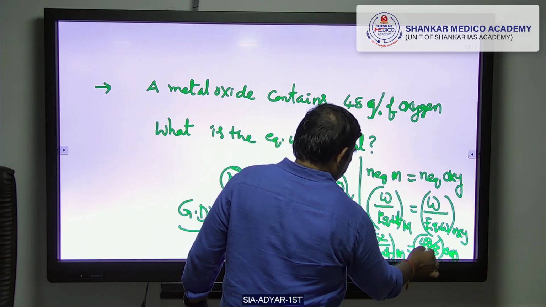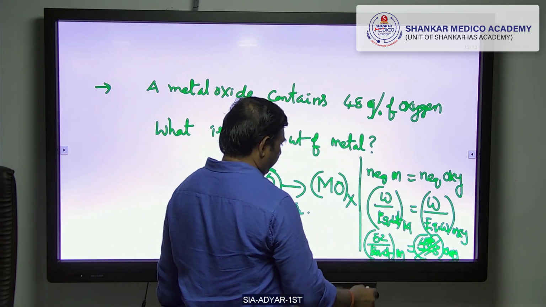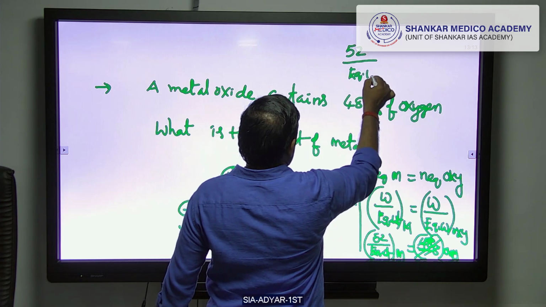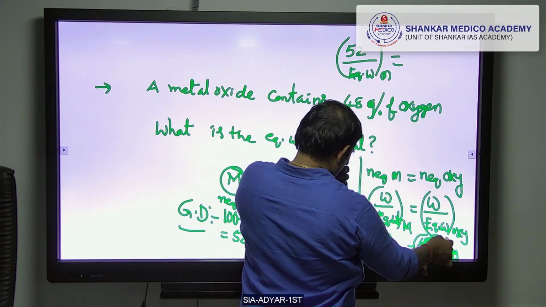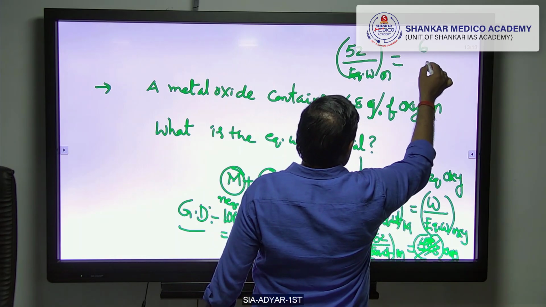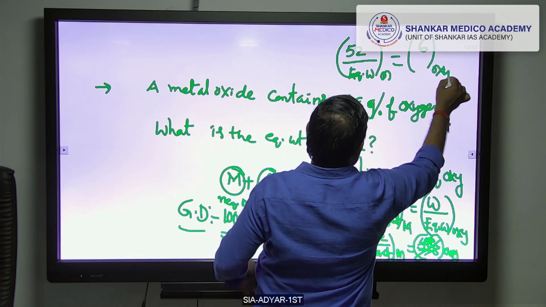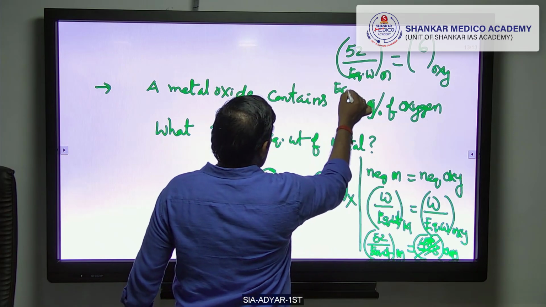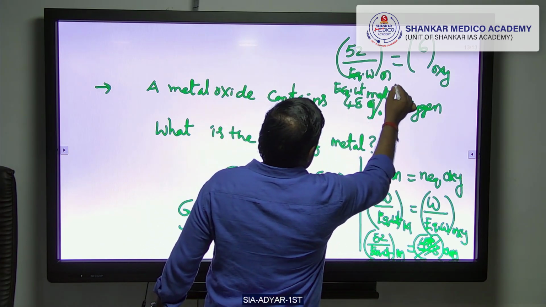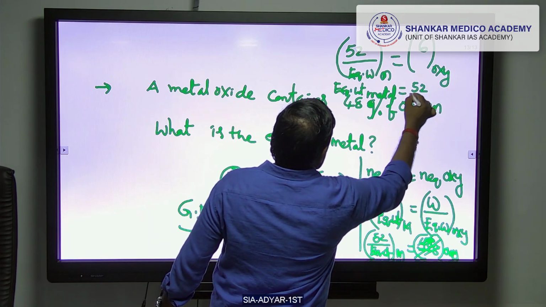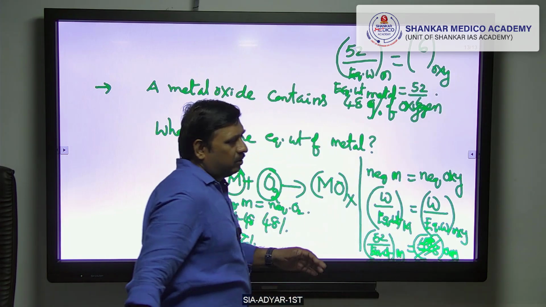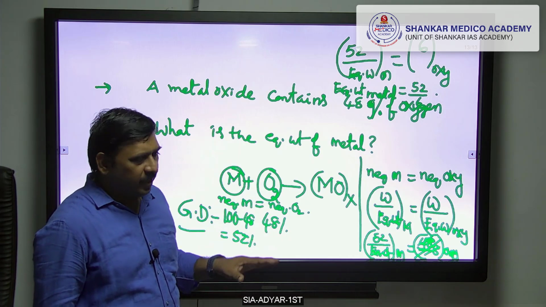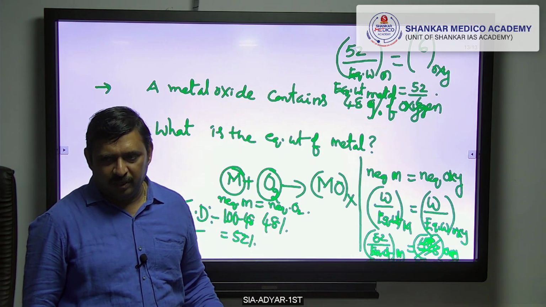By using this formula, we have to calculate the equivalent weight of the metal. See, 48 divided by 8 is 6. So what are you getting? 52 upon the equivalent weight of the metal is equal to 6. This value is 6 regarding oxygen. So the equivalent weight of the metal is equal to 52 upon 6. This is the answer. So based on the equivalent weight concept, without knowing the balanced equation, we can solve any type of problem in the stoichiometry concept.